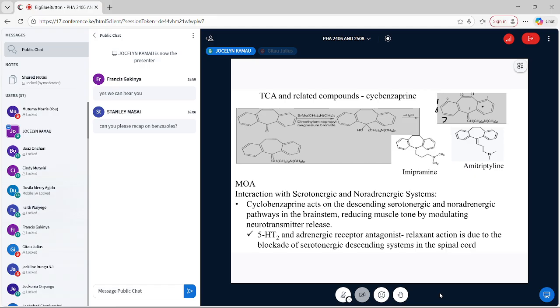We can compare these also with another, protriptyline. For protriptyline, this bond is there, but this bond is not there. So when you look at protriptyline, there's the middle ring.